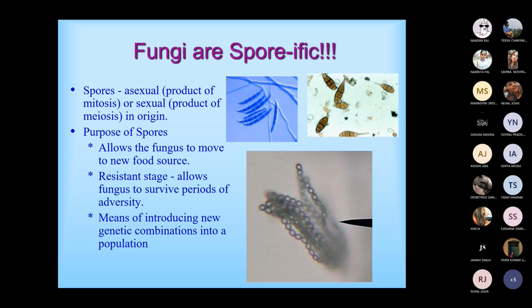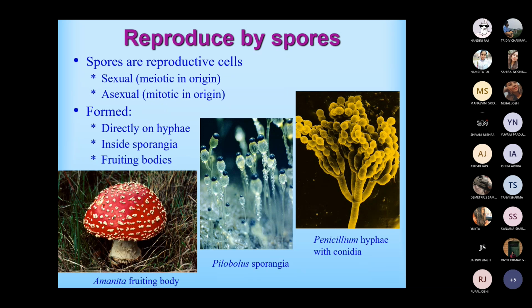And the spores have certain stages in which they allow the fungus to survive periods of adversity. So this is how, when one crop is over in a particular field, these spores can survive when the crop is not there, maybe in the soil or in some other form. And whenever the weather is favorable or the plant is growing, they can germinate and begin their life cycle again, right? And spores are also reproductive cells.